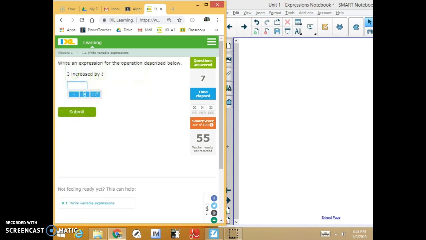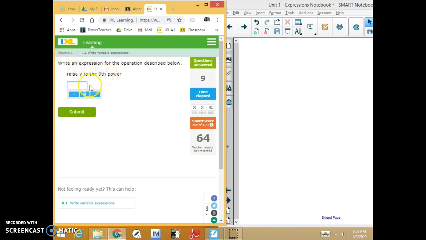3 increased by t. Well, that means I'm going to have 3, and increase means it's going to go up, it's going to get larger, it's going to gain, and if something gains, it's going to be added to the variable t. Here I multiply c by d, so I'm just going to do c times d right next to each other. I could use the dot. Let's just go ahead and use the dot here so we can see c dot d, and those two were multiplied together.